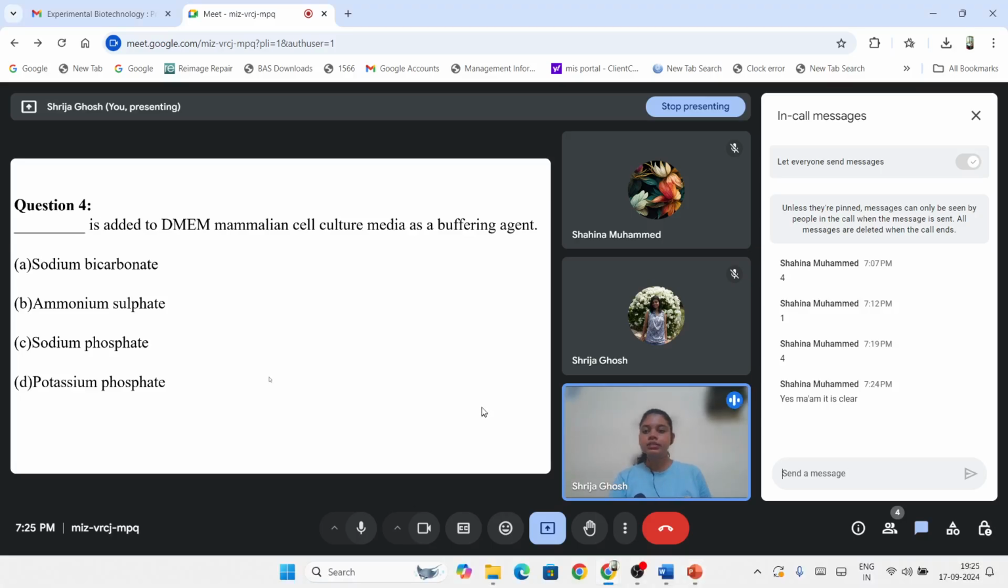What is added to the DMEM mammalian cell culture media as a buffering agent? Option A, sodium bicarbonate. Option B, ammonium sulfate. Option C, sodium phosphate. And option D, potassium phosphate. You have answered option A, sodium bicarbonate. Yes, that is the correct answer here.